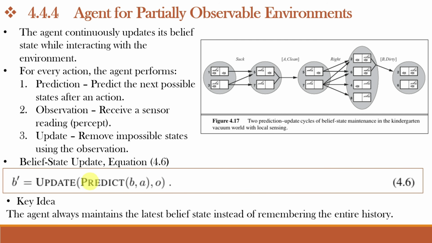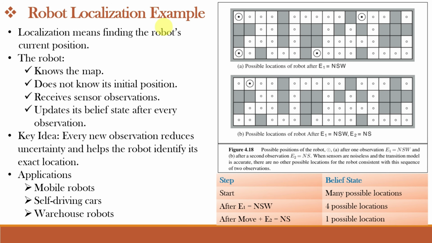Although this equation looks difficult, its meaning is simple: predict first, observe next, update the belief state, and this process repeats throughout the agent's operation. And the key idea is the agent always maintains the latest belief state instead of remembering the entire history. Okay, now let us understand a real life example called robot localization.